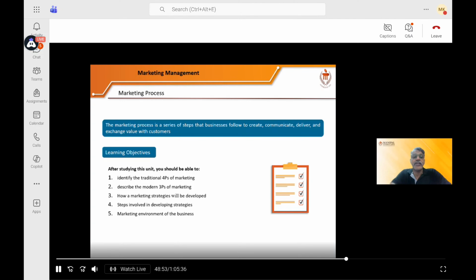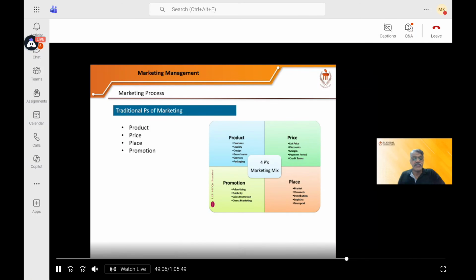And what are we going to understand at the end of this session? We'll be understanding what are the 4 Ps, what are the 3 Ps, and what are the strategies that have been developed by the marketer over a period of time in order to ensure the smooth running and success of the business. So first, let us understand the 4 important P's of marketing.